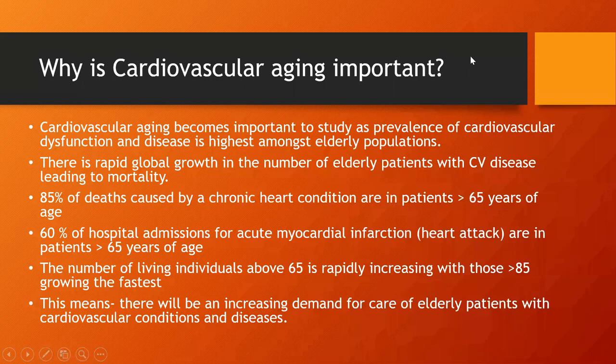Now, I keep mentioning that the cardiovascular system and its association with aging is so important. It's one of the most important body systems. So let's talk about why the CVS is so important as it pertains to aging. So the prevalence of cardiovascular disease and cardiovascular dysfunction is highest among the elderly population. So that's individuals over 60, over 65.